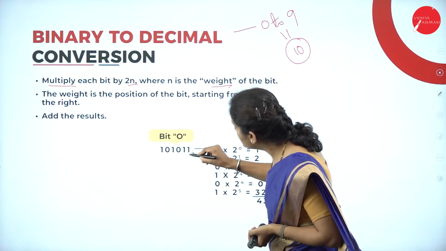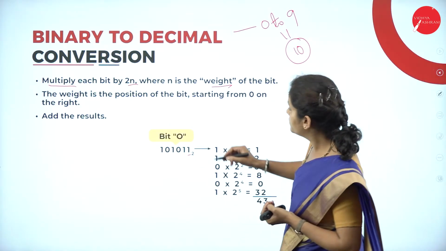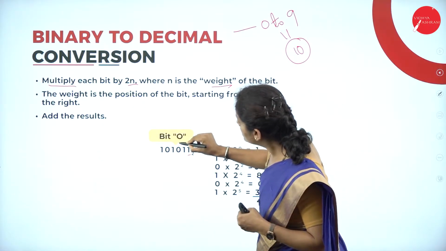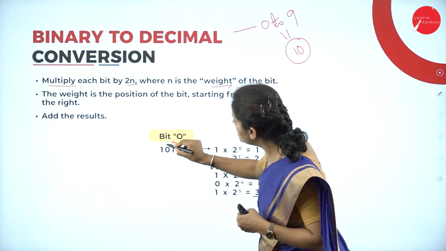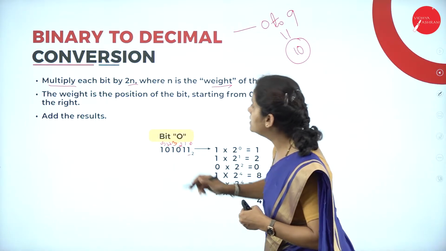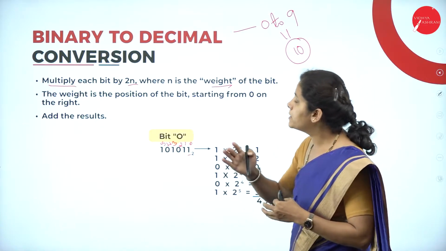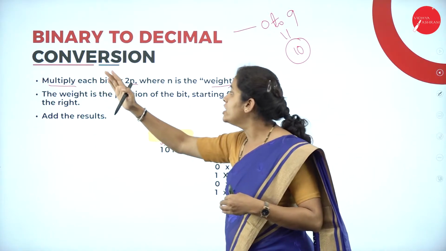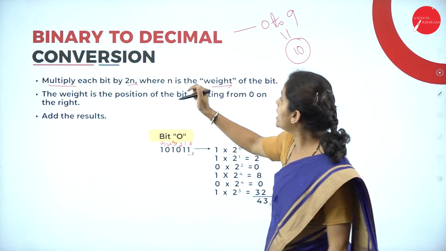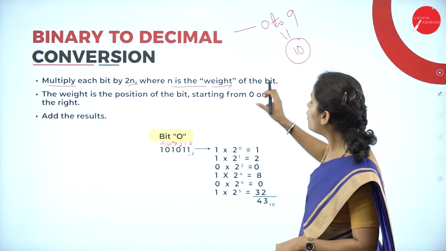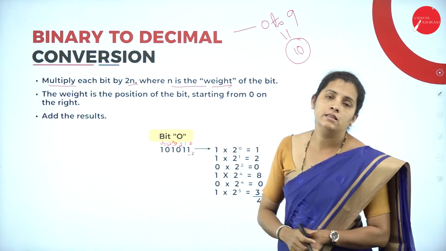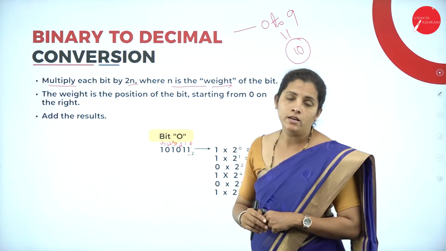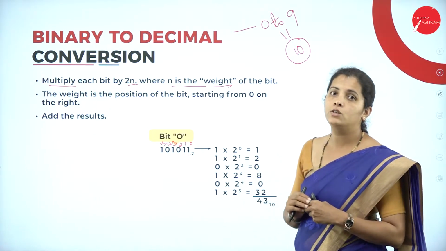For example, consider this one. What is the position here? I'll start from 0, then the next position is 1, then 2, then 3, then 4, and then 5. So I repeat, in binary to decimal conversion, multiply each bit by 2^n, where n is the weight of the bit, and weight is nothing but the position of the bit. At the end, add all the results together.